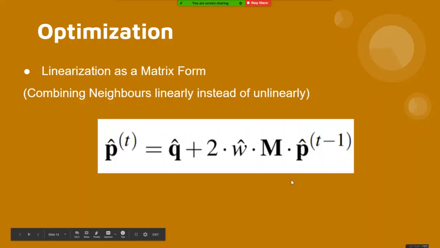I'm sorry if things need to be more explained in detail, but we just don't have much time to do that. So the second optimization technique is linearization. This is a very general concept. If you have a nonlinear system, you can linearize it in many ways.